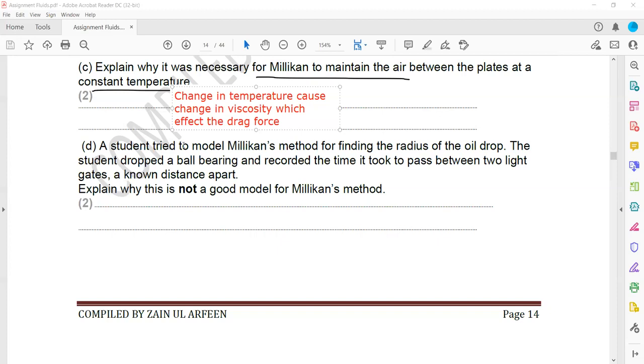Then the last part. In a practical, a student tried to model the Millikan oil drop experiment with a ball bearing, and he measured the distance between the two light gates with a known distance. Explain why this is not a good model of Millikan's method. Because a ball bearing won't reach terminal velocity quickly. That's one thing. Because it has a high density, there will be a greater difference in density between the air and the ball bearing, so it will not reach the terminal velocity.